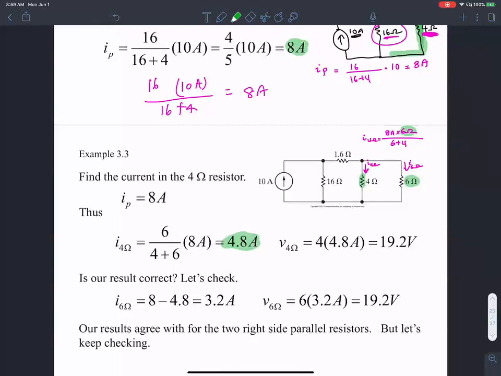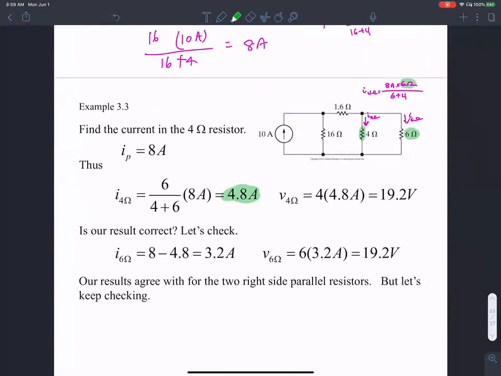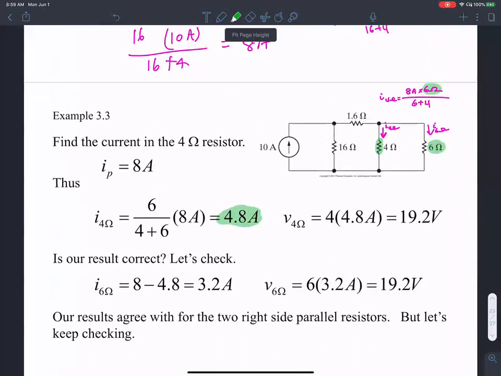So that's the idea of current division. Questions so far?